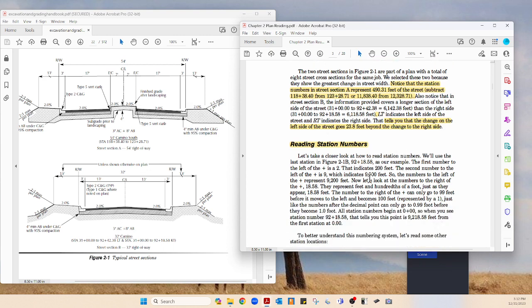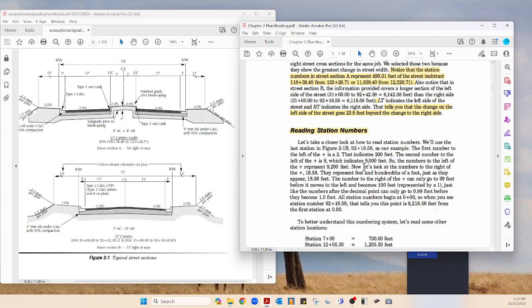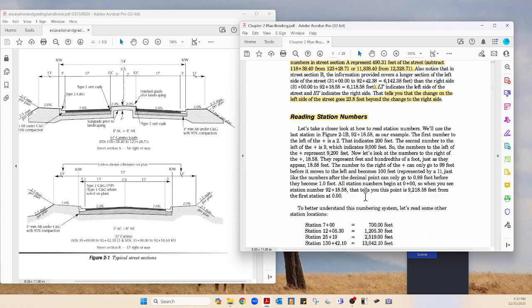Rather than bore you to tears with me reading what you're looking at completely, I'm going to let you look at these station numbers on your own. Text me, call me, whatever, write me a letter, use my email if you have questions on it. But I really want you to understand what these numbers are and really get a grasp of what a station number is. And it goes into really good detail explaining which numbers represent 100, which numbers represent 1,000, etc. And that's good to know.